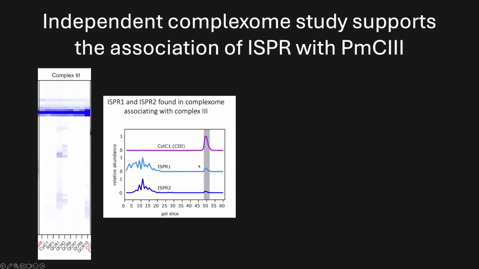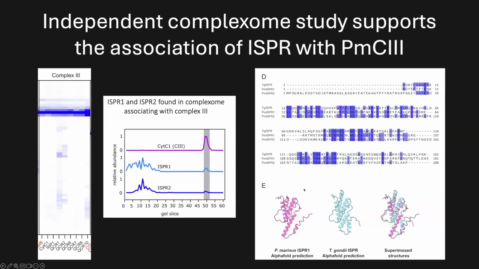And the answer was yes. We could see a small proportion of the ISPR1 and 2 co-migrating together with complex 3 in a native migration that created the complexome data, suggesting that some of the ISPR1 and 2 are indeed interacting with complex 3, at least in some cases.